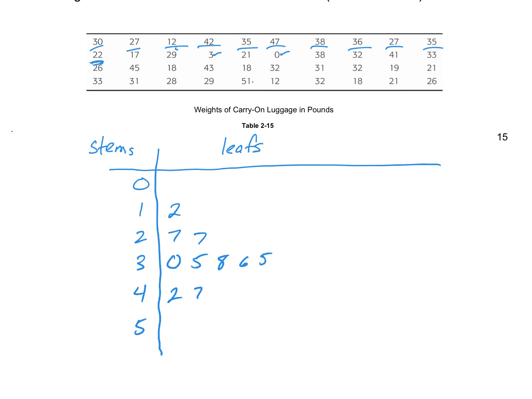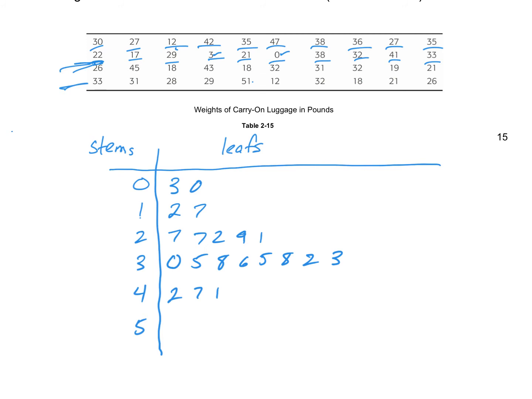I'll do one more row. 22, 17, in the 1 stem we put a 7, 29, 3, that's in the 0 column, 0, 3, 21, 0, 0, 38, 32, 41, and 33. Now, we still have 2 more rows to go.